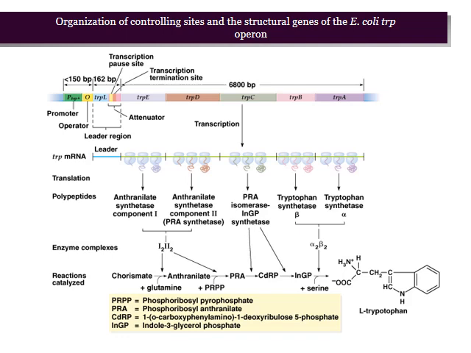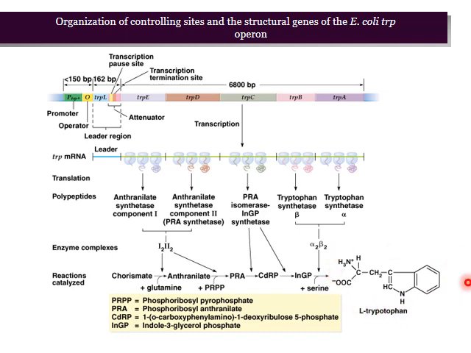We'll come back to that. Each of these encodes an enzyme. These enzymes are involved in catalyzing various reactions that allow relatively simple precursors, chorismate, glutamine, PRPP, and serine, to be combined to form a bit more complicated molecule, tryptophan.